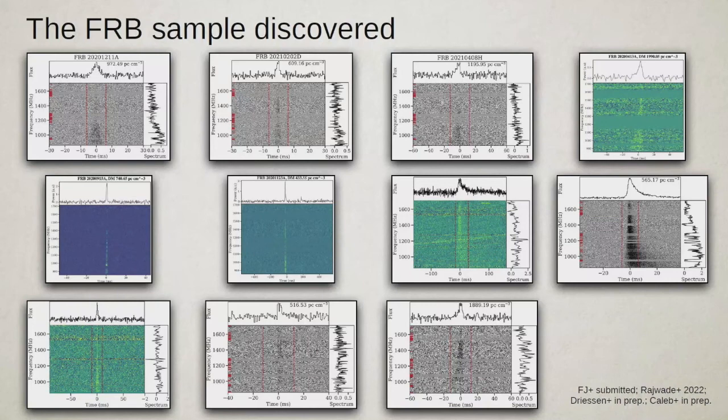And many of these are quite faint. They have peak flux densities of about 60 millijanskis and up to about 1.4 janskis at the high end. And in terms of morphology, some of them are dominated by dispersion measure smearing within a channel. Some of the others show nice exponential scattering tails that you can see here, and others show maybe some hints of complex structure, maybe some double peak components.